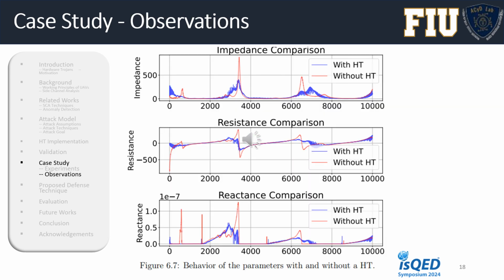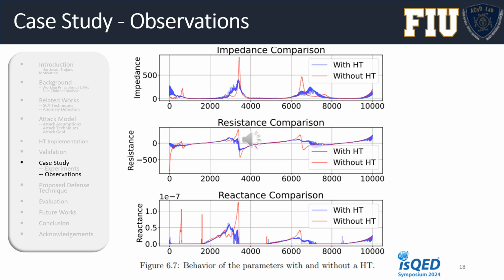As you can see here, there are some changes in the impedance, resistance, and reactance of the device when there is a hardware Trojan and when there is not. You could clearly see that without the hardware Trojan, it has some spikes in the data, but not as much as with the hardware Trojan. The hardware Trojan kind of impedes the normal operation.